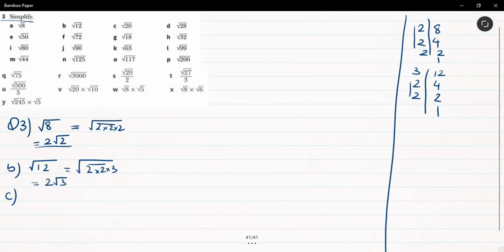For part C, we go on to under root 20. What would be the factors of 20? 5 fours are 20. Yeah, in fact, I could solve that mentally. So 5 multiplied by 2 multiplied by 2 would be the factors of 20. Again, we get a pair of 2. We get 2 under root 5.